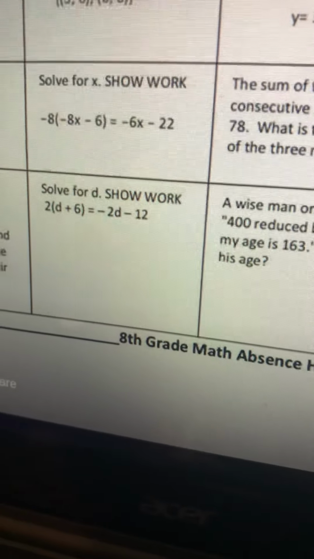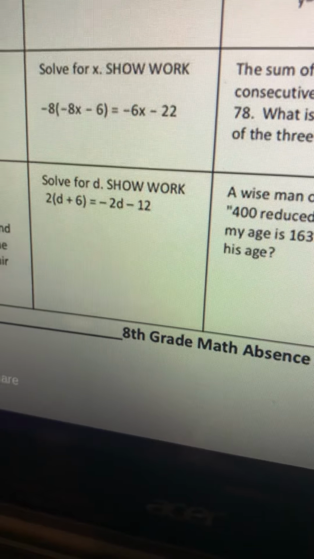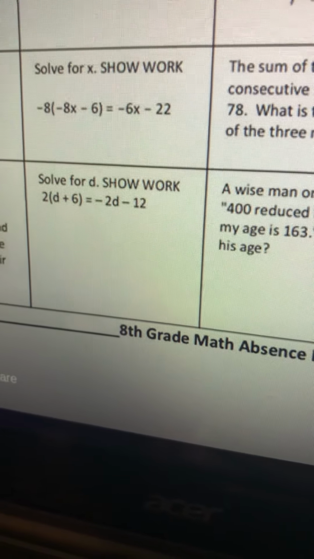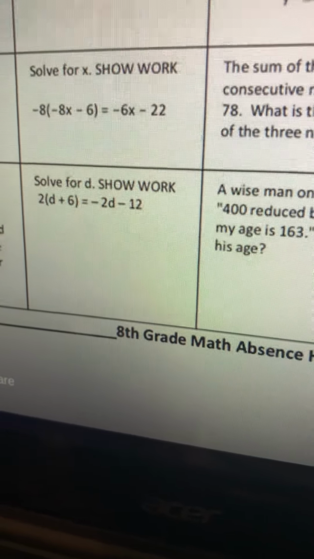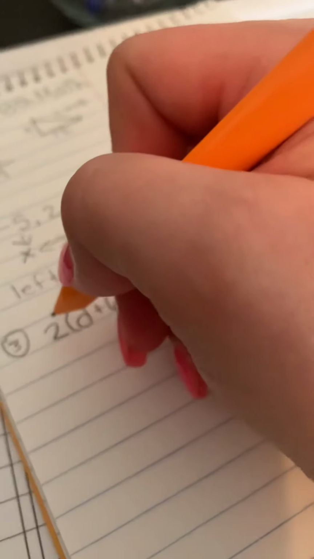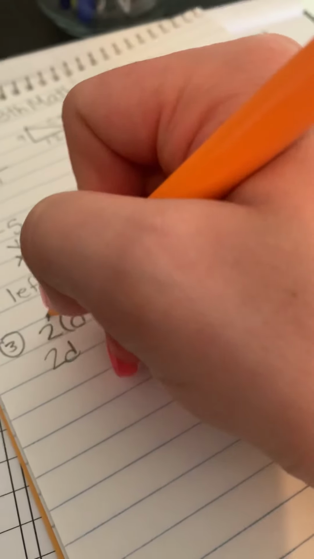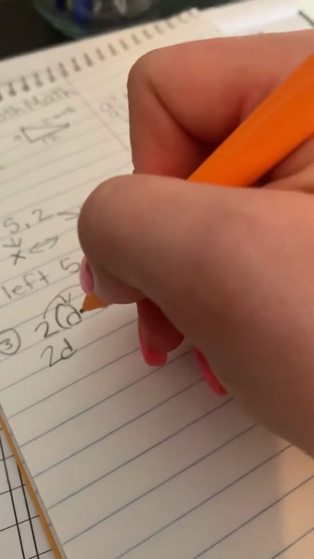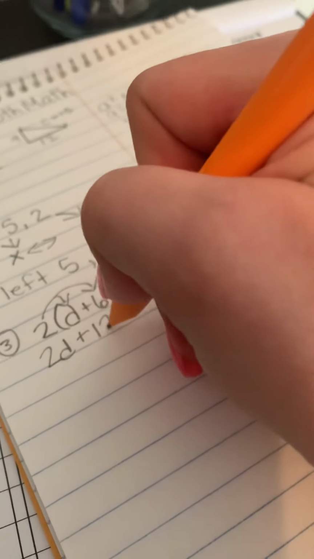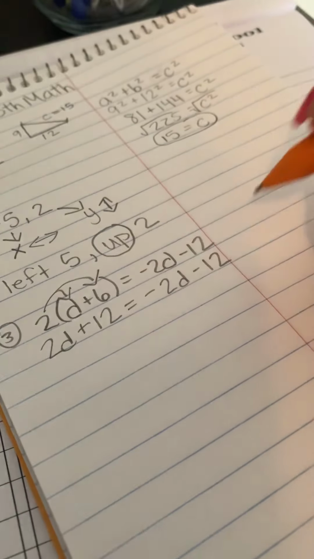Number 3, solve for d, showing your work. So I have 2 times (d plus 6) equals -2d minus 12. I've got that written down on my paper. The first thing I want to do is any distributive property. I do have distributive property here, so this is going to be 2d plus 2 times 6, which is positive 12, equals -2d minus 12.